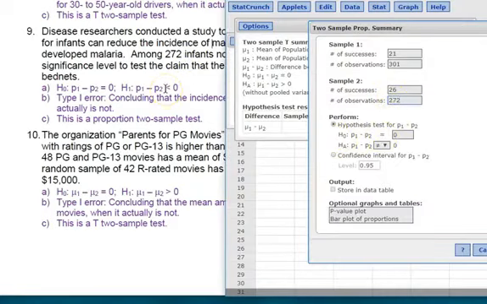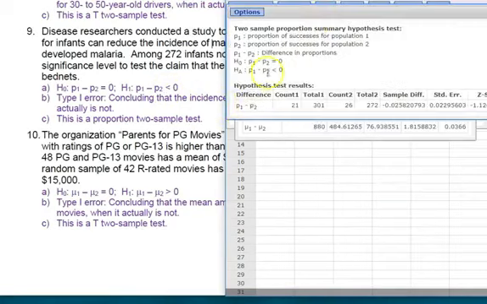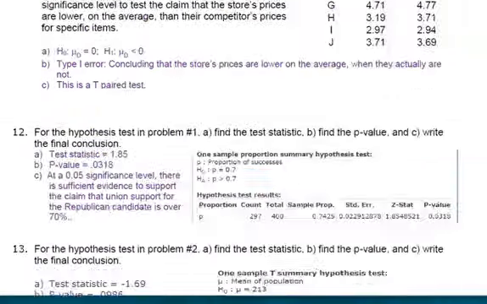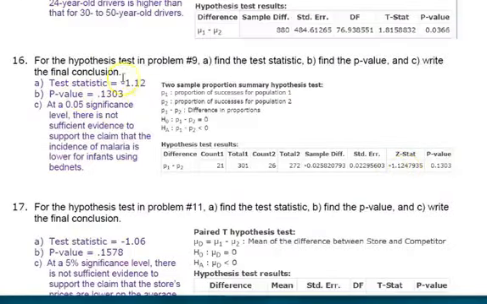And then our inequality had a less than, so I'm changing that to a less than, and we've got our results. So our test statistic is a negative 1.12. Our p-value is 0.1303. If we have a 0.05 significance level, our p-value is greater than our significance level. That means we have a negative conclusion. There is not sufficient evidence to support the claim.